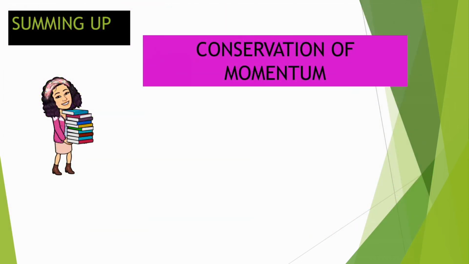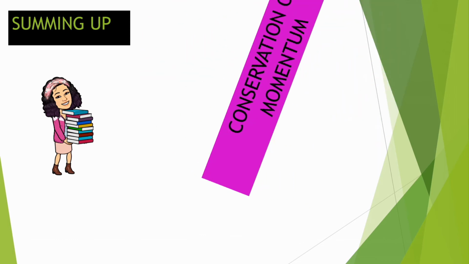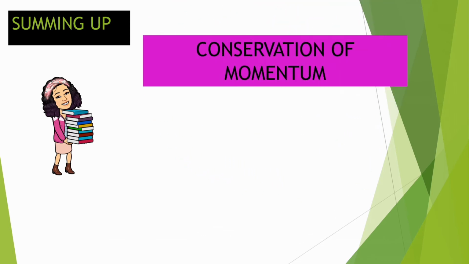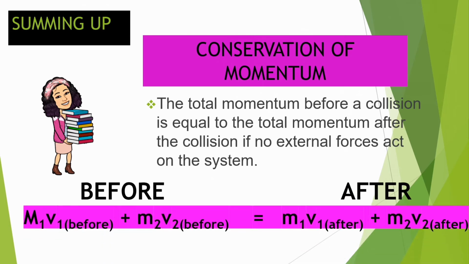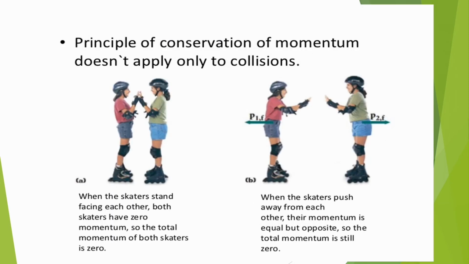So, from our lesson on conservation of momentum, we have proven that the total momentum before a collision is equal to the total momentum after the collision if no external forces act on the system. Mathematically, it is expressed with this equation. The principle of conservation of momentum doesn't apply only to collisions.